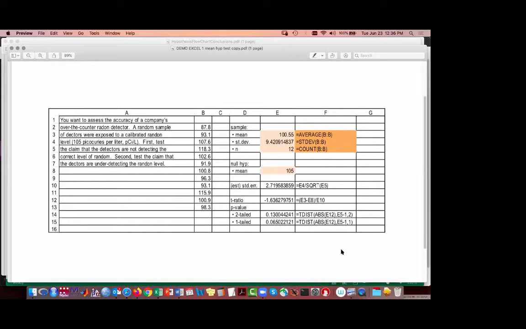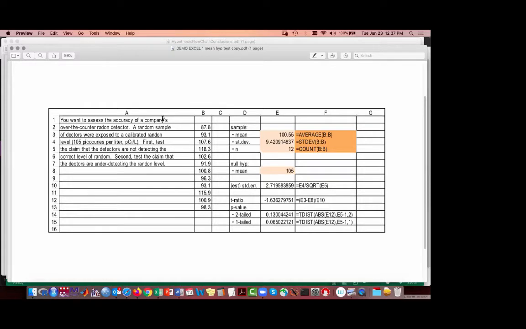Now this little template is something that we can use all the time. So the problem is that you want to assess the accuracy of a company's over-the-counter radon detector. So you got a random sample of detectors, and they were exposed to a calibrated amount of radon, in particular 105 picocuries per liter. So first, we want to test the claim that the detectors are not detecting the correct level of radon. And then second, test the claim that the detectors are under detecting the radon level. And the subtle variations between those is the difference between a one-tailed and a two-tailed test.